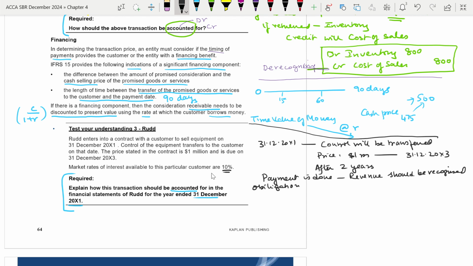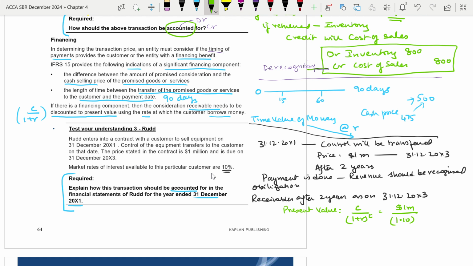We have to calculate the present value. What is the receivable after 2 years, as on 31st December 2003? Each step I will write separately. You have to calculate the present value. What is the formula for present value? C divided by 1 plus R to the power of T. 1 million divided by 1.10 to the power of 2. How much will it come to?